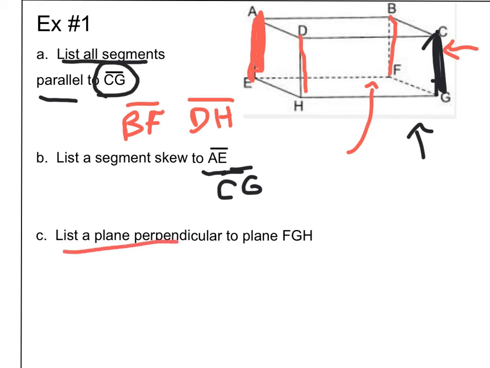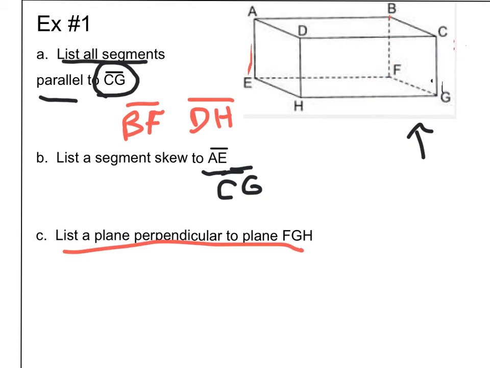List a plane perpendicular to plane FGH. Well, I'm going to use black here. FGH. Let me do a little erasing here because there's a lot of marks on this. I don't want to be confused. So let's start with finding plane FGH. That would be this bottom platform.